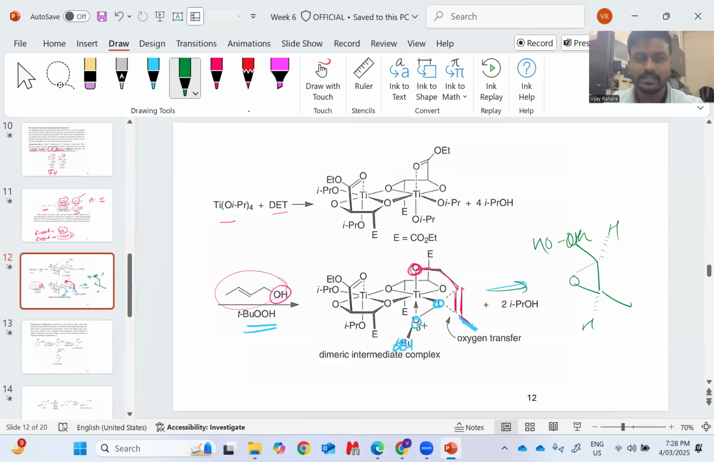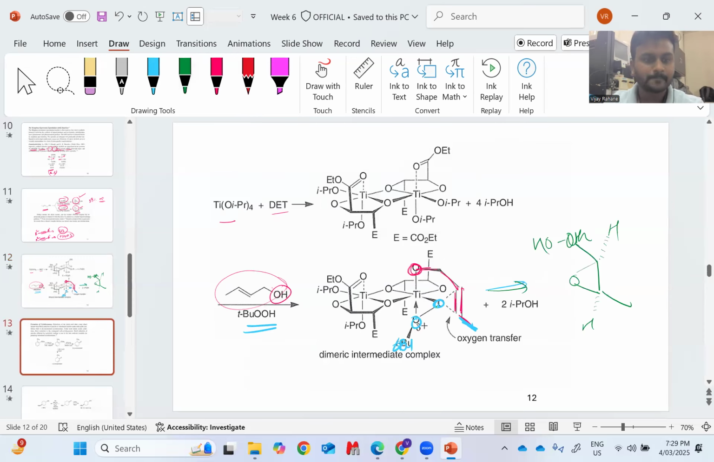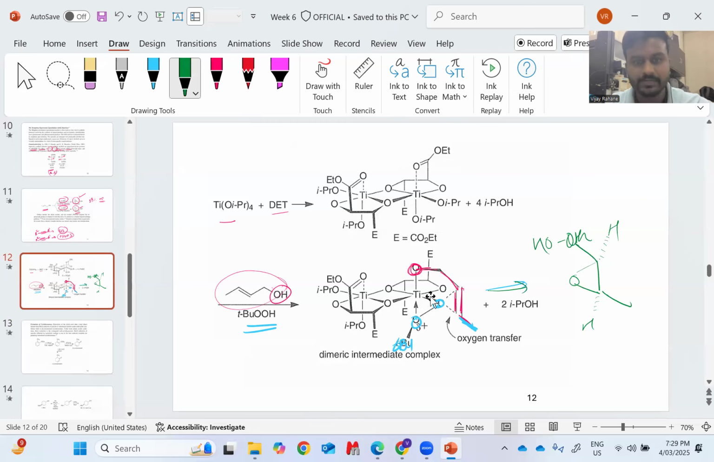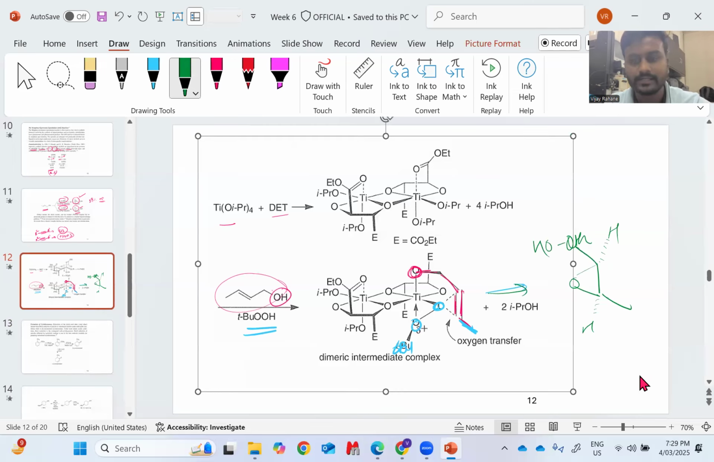In the case of minus diethyl tartrate, this will be a different complex, and we get a different kind of product, which is exactly opposite. So you can see, this is the general mechanism for the diethyl tartrate.